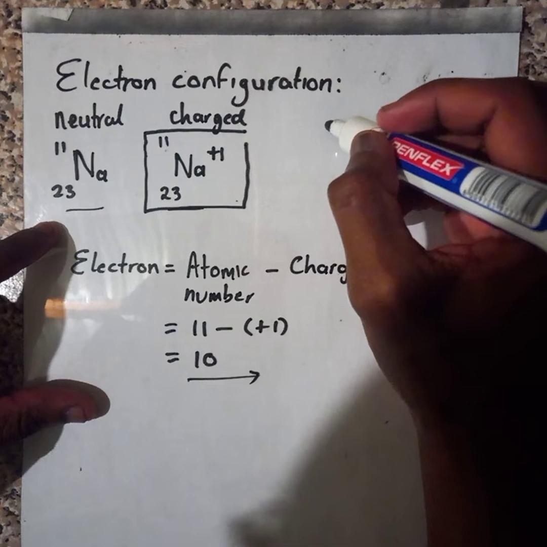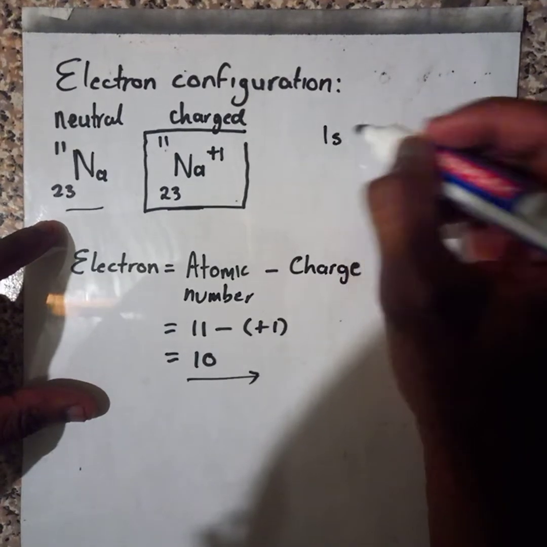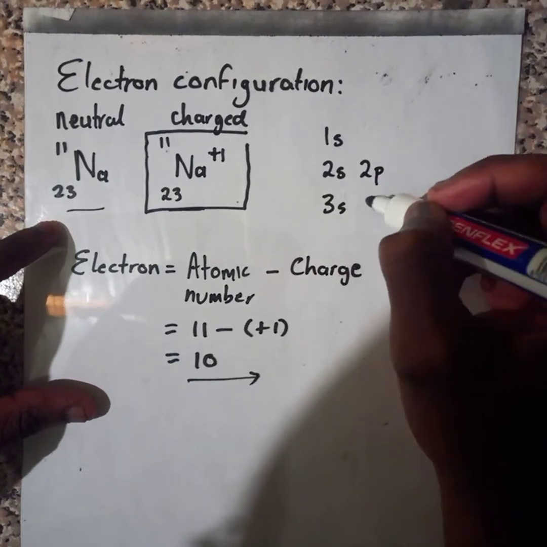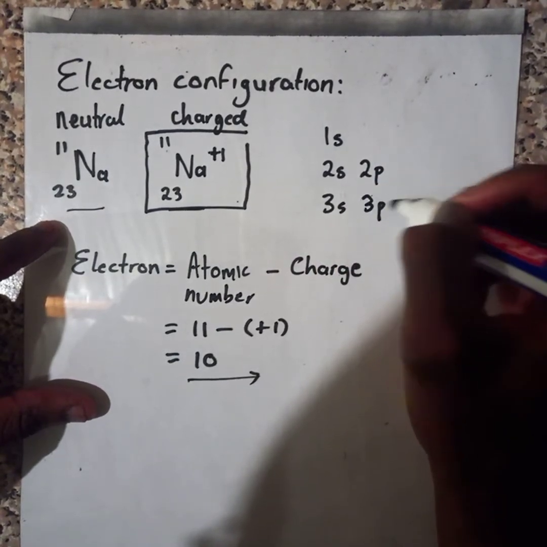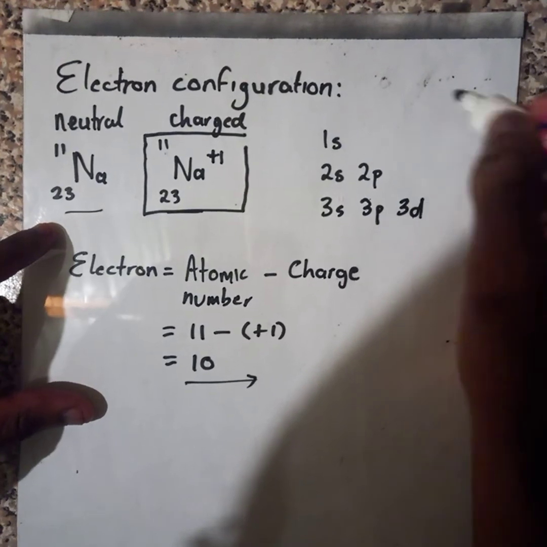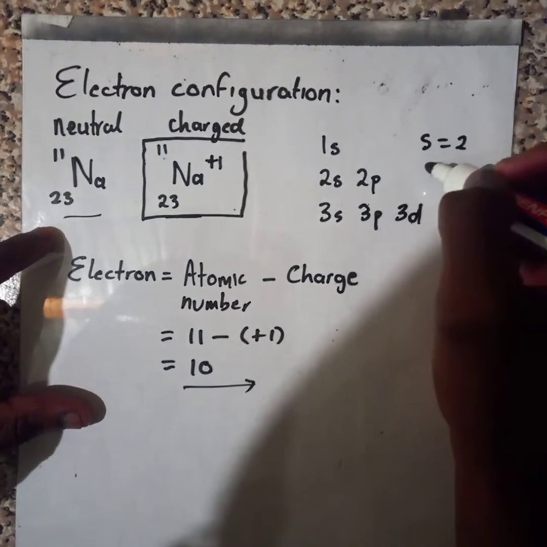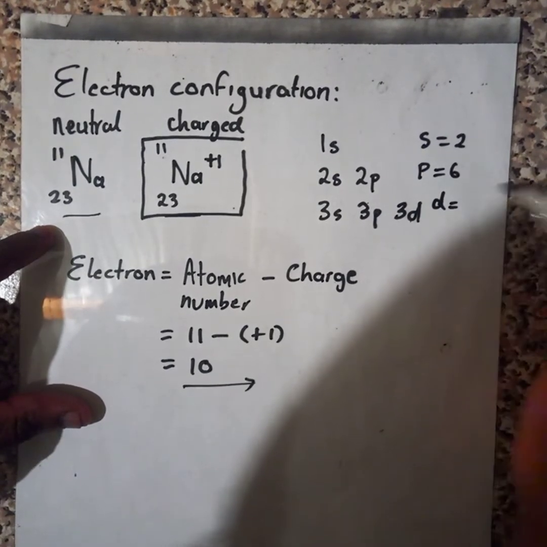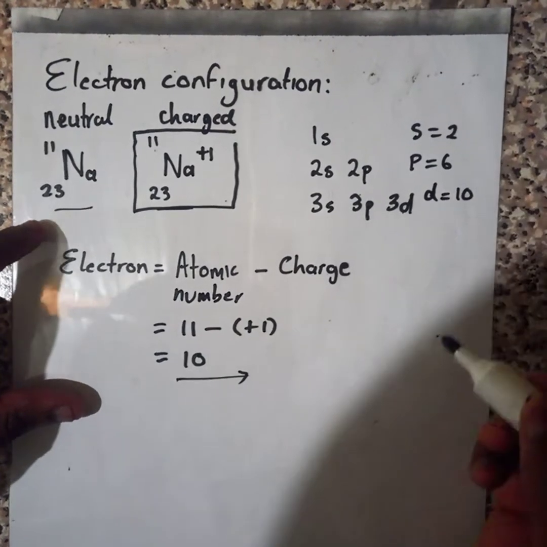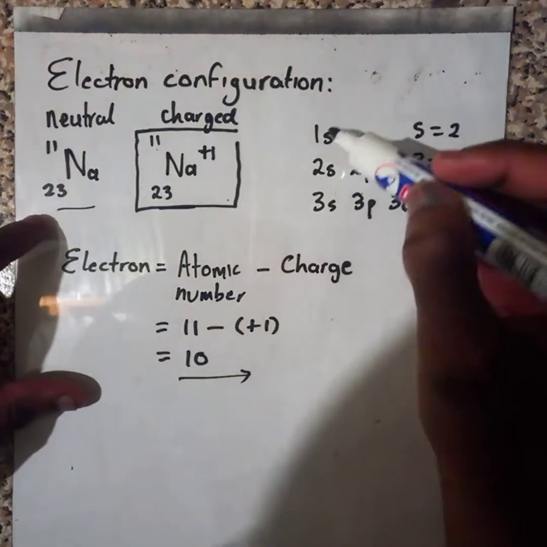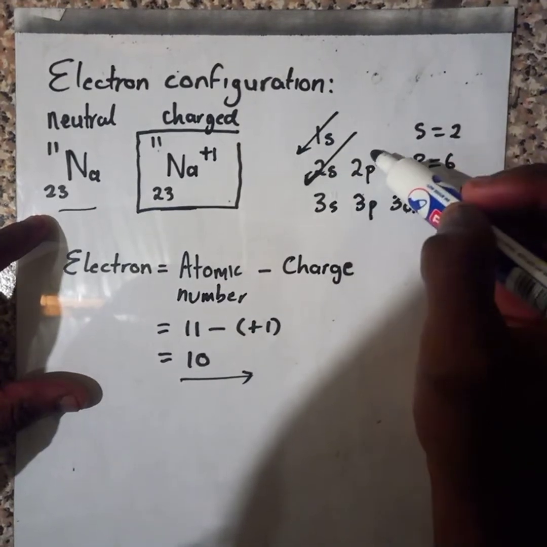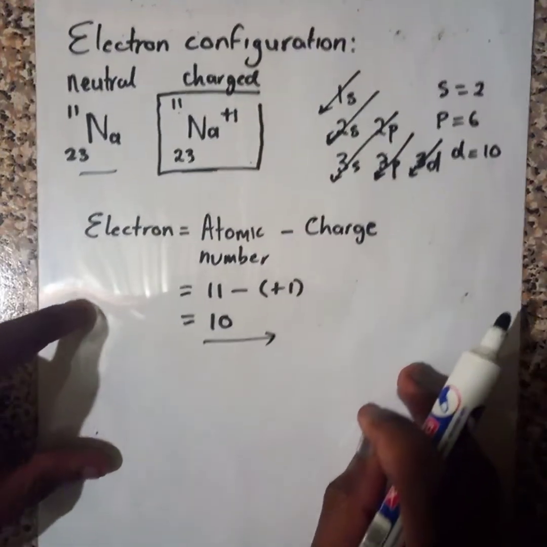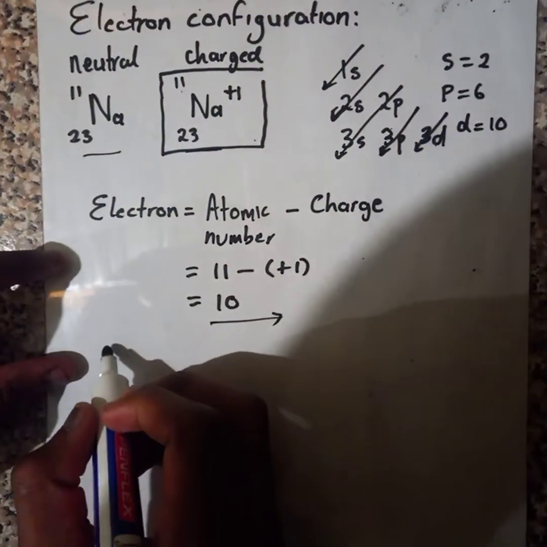Then now, as a learner, you must not forget that we have first energy level, second energy level, lastly third energy level. S takes up to 2, P up to 6, then D can take up to 10. See? Then don't forget to include these arrows for you to do the right thing. See?